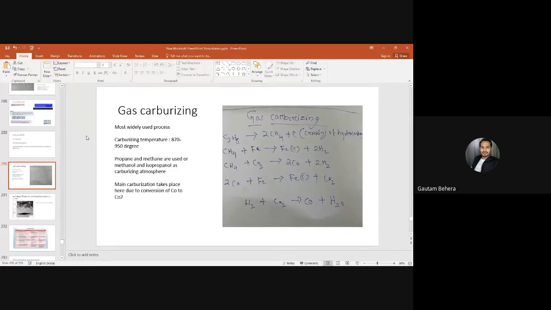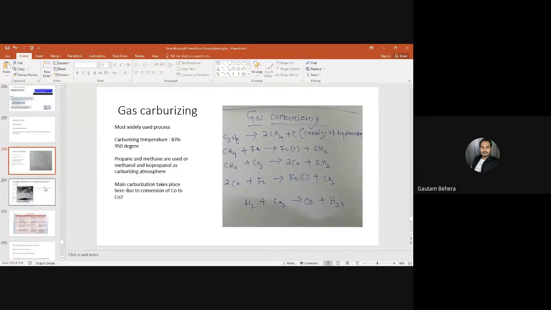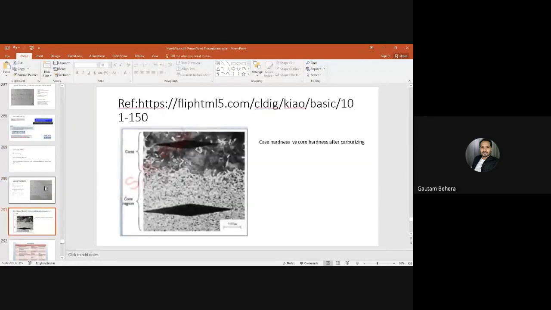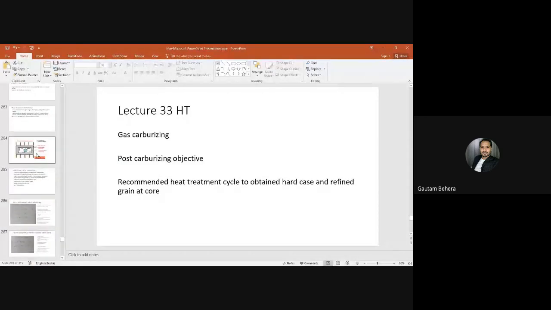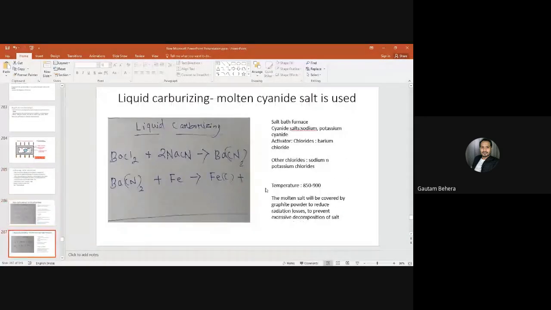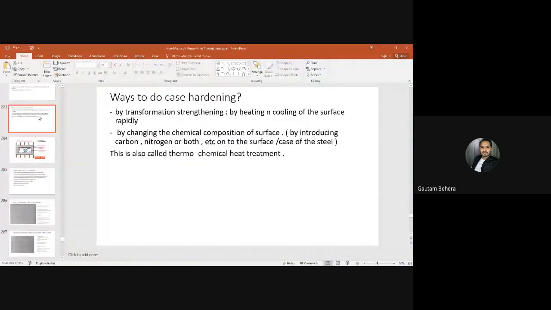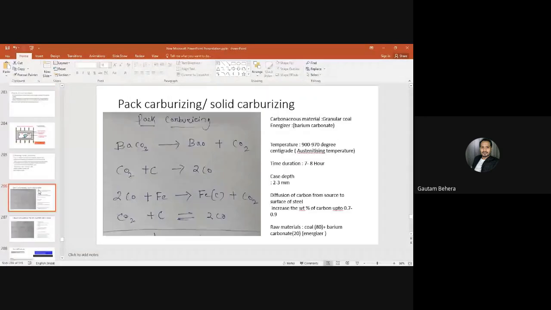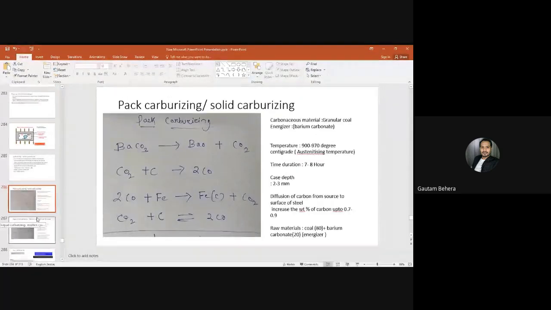Again, I am saying the time and temperature. The temperature is high, the time period is also high. Siva has figured out something, but you can see the thing is, just look at the depth. This one is liquid, and this one is solid. The case depth is up to 2 mm only.